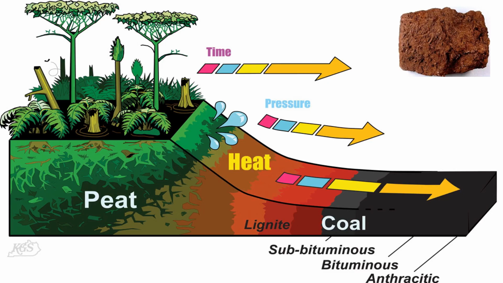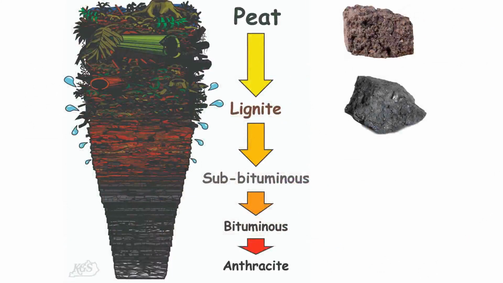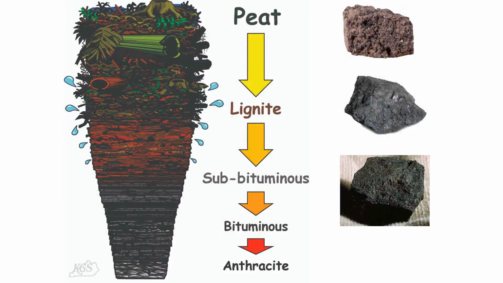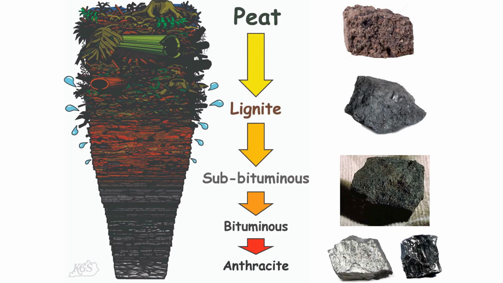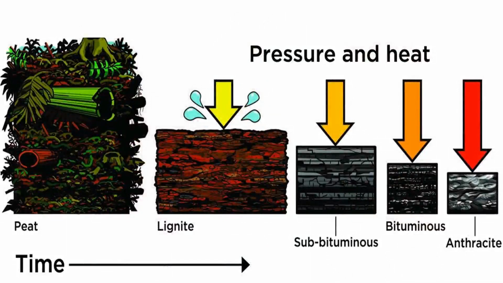Number 4. Continued burial resulting in increasing pressure and temperatures causes this low quality lignite coal to be transformed into higher quality black coals. First, lignite becomes subbituminous coal, then bituminous coal, and finally the highest quality anthracite coal. So what are the different stages? First is lignite, then subbituminous coal, then bituminous coal, and last is anthracite coal, which is of highest quality.